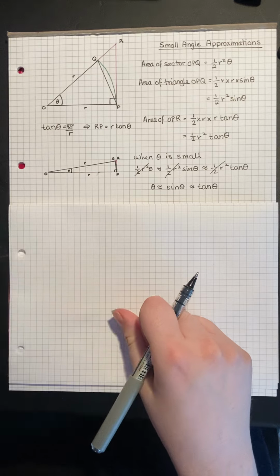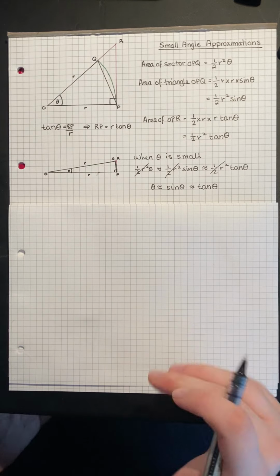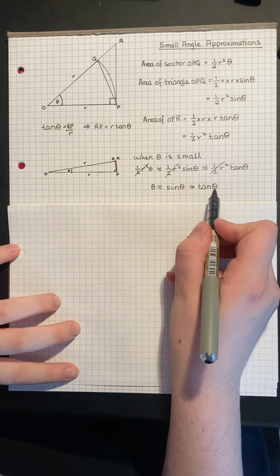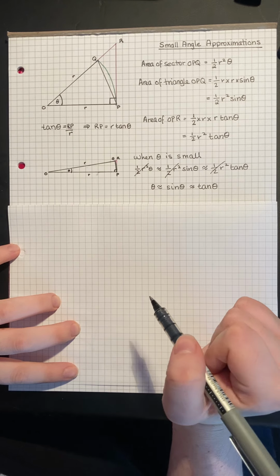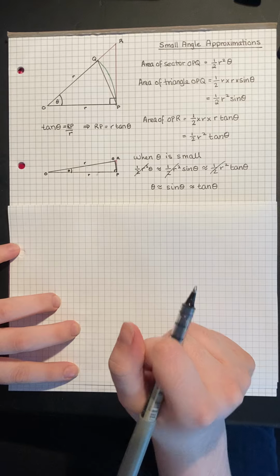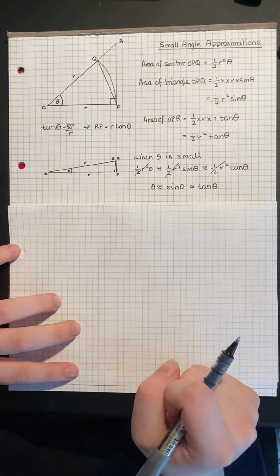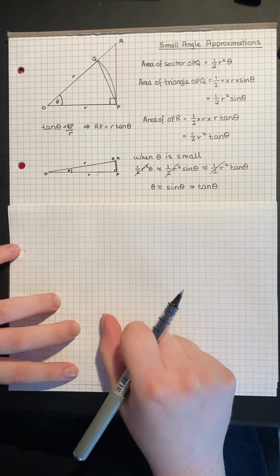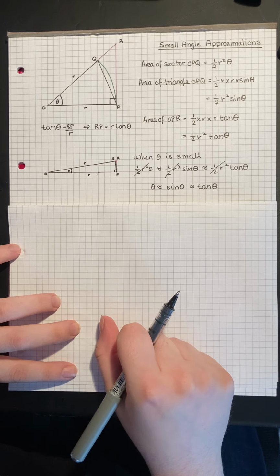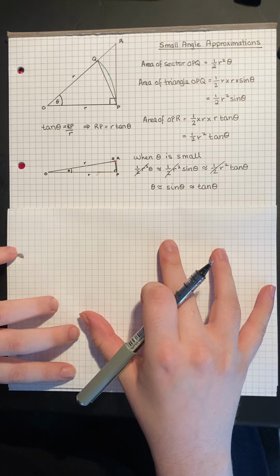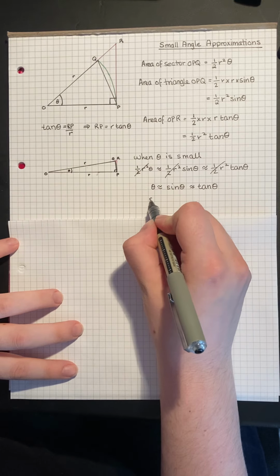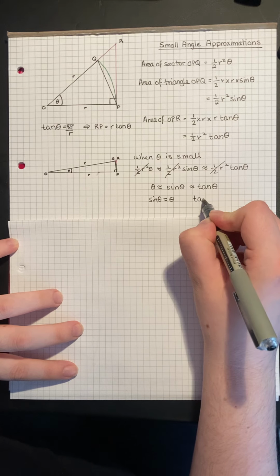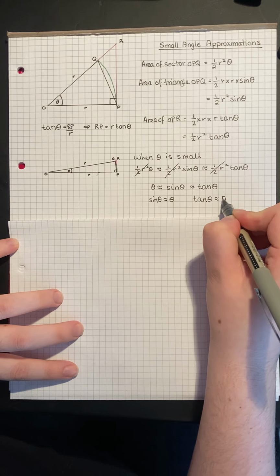Okay, so when theta is very small, the way we normally express this is that sine theta is approximately equal to theta and tan theta is approximately equal to theta. That's really useful when we come to simplify certain expressions, and also when we come to differentiate trig functions, these results are going to be really important as well. So there's our first two: sine theta is approximately equal to theta and tan theta is approximately equal to theta.